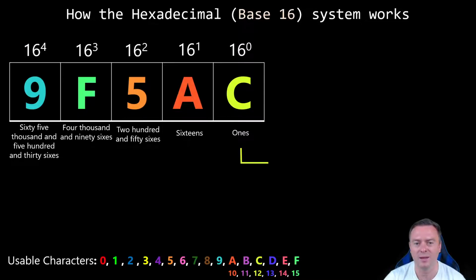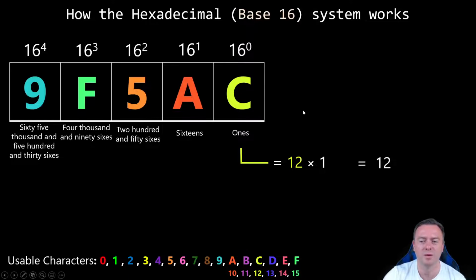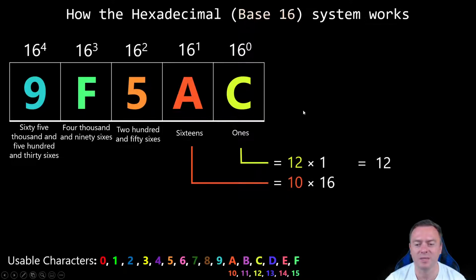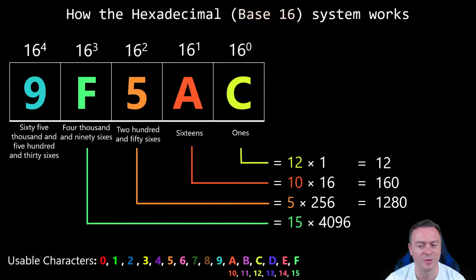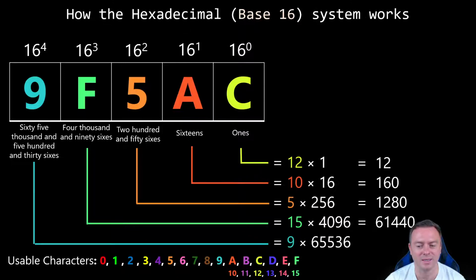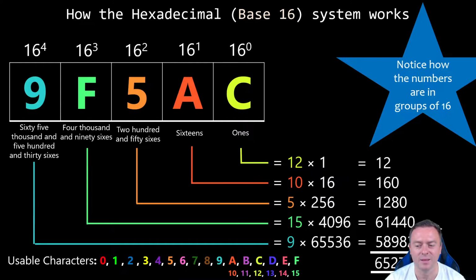Going down through here, C represents 12, so you have 12 times 1. If we're converting this back into a decimal number, 12 times 1 is 12. A is equal to 10, so you have 10 times 16, which is 160. 5 times 256 is 1280. F represents 15, so it's 15 times 4096, which is 61,440. The last one is 9 times 65,536, which is 589,824. If we add all those together, we get 652,716.